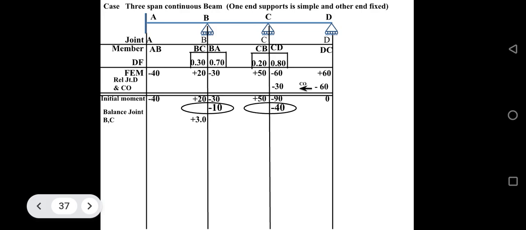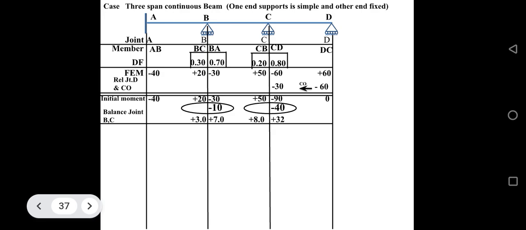While you balance, what is the procedure we have discussed? This unbalanced moment needs to be multiplied with the distribution factor. For example, here 10 is to be multiplied with the distribution factors 0.3 and 0.7, and written with the opposite sign. So the unbalanced moment is minus 10, that's why plus 3 and plus 7. Similarly, 40 is to be multiplied with the distribution factors 0.2 and 0.8. The unbalanced moment is minus 40, therefore while distributing it with the opposite sign, that is plus.